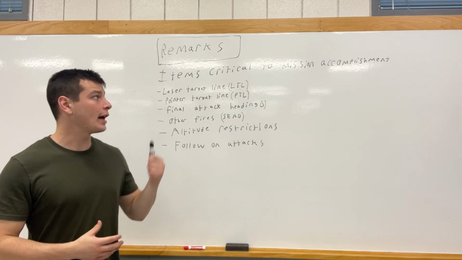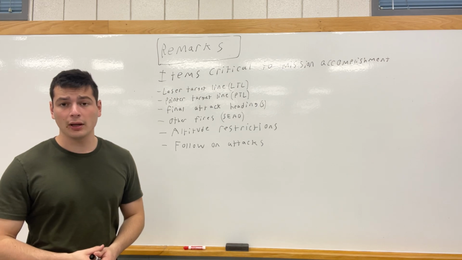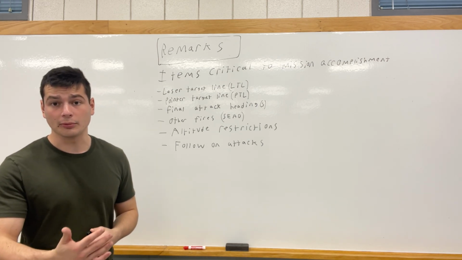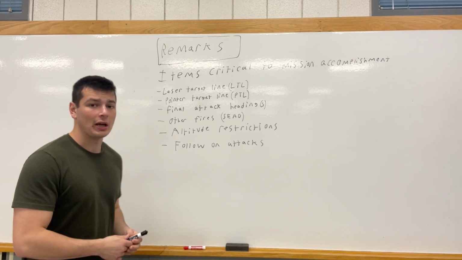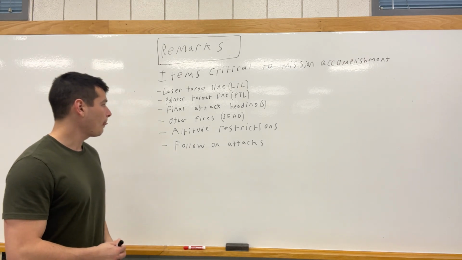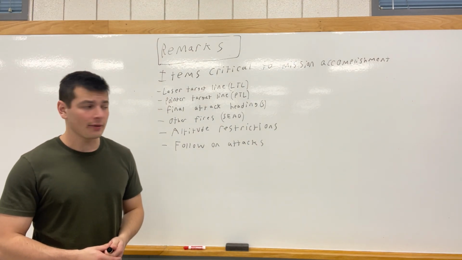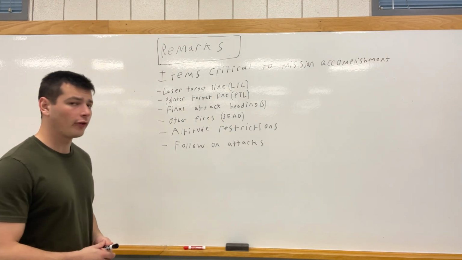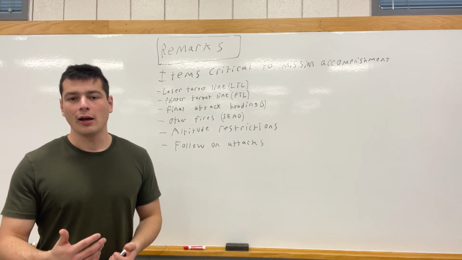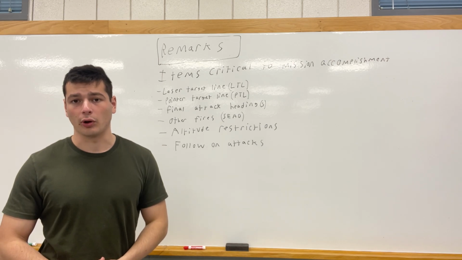After line 9, we have our remarks. These are items critical to mission accomplishment that we have not covered thus far in the 9 lines leading up to this point. Some examples include laser target line, pointer target line, final attack heading or headings, other fires if it's a SEAD mission, altitude restrictions, follow-on attacks, or really anything else that you think the aircraft should be aware of that you haven't told them up to this point. The remarks section is where you would tell them.